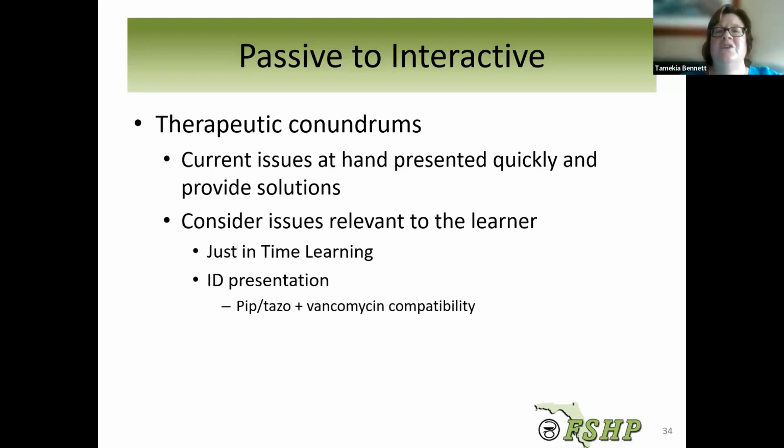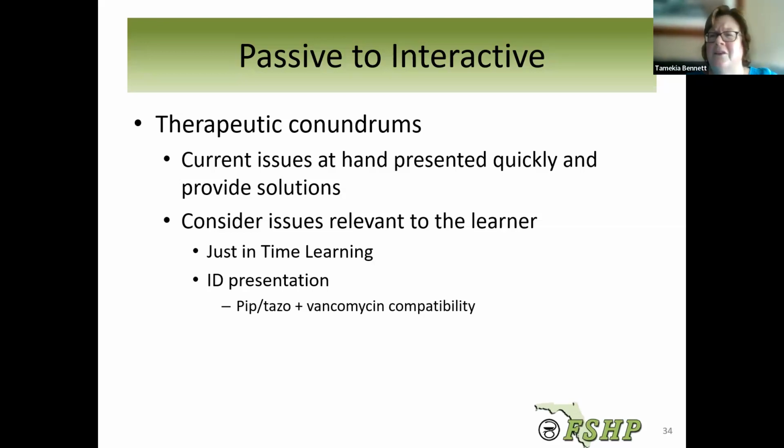Consider issues relevant to the learner. There's a learning concept called just-in-time learning, and I alluded to it before. It means that we want to be able to learn from you, go back to our workspace, and apply it to our patients. I remember one time being at FSHP and somebody presented this concept, and I don't even remember what it was presented in. But I said, wait a minute, this is a problem in my daily practice. Zosyn and vancomycin compatibilities, the whole hospital is on Zosyn and vancomycin.